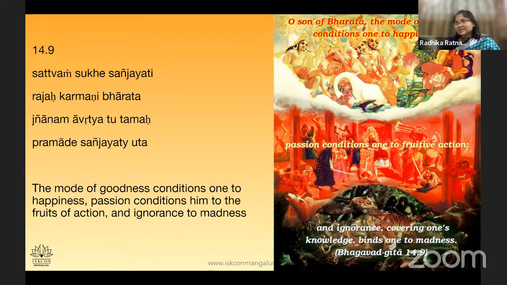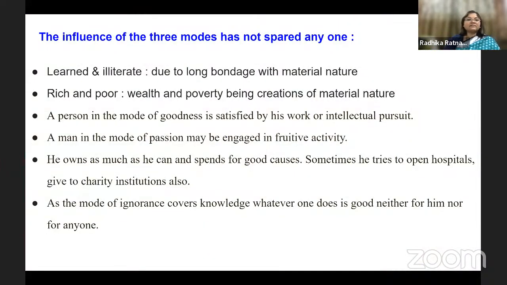It's something like this: if the seed is of a thorn, ultimately the thorn tree will come. If the seed is of a flower, flowers will bloom. So are your thought processes; the end results will also be the same. So the influence of the three modes is not spared by anyone. Learned and illiterate, due to long bondage with material nature, rich and poor, wealth and poverty, are all creations of material nature.